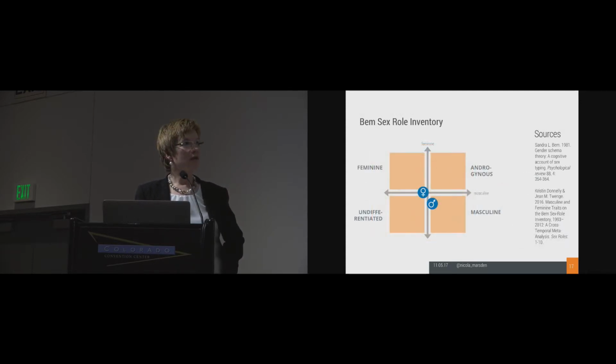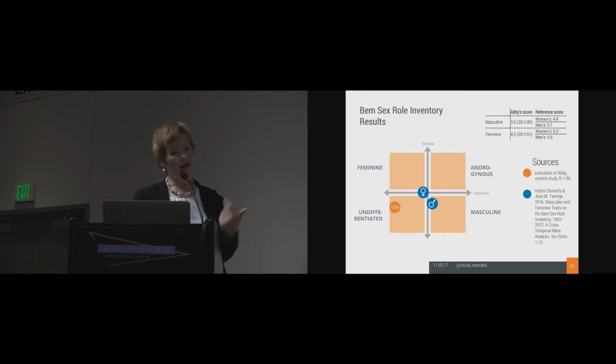The next one was the BEM Sex Role Inventory. Now you remember these were really the traditional values connected with gender, with men and women, in terms of being masculine or feminine. And once again, we said, okay, where does the GenderMAG persona stand here? For the Sex Role Inventory, we found that Abby was perceived as more undifferentiated than both men and women.